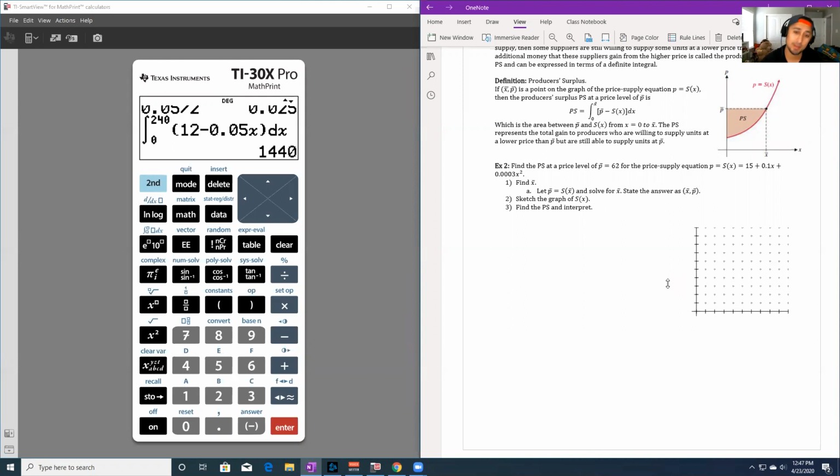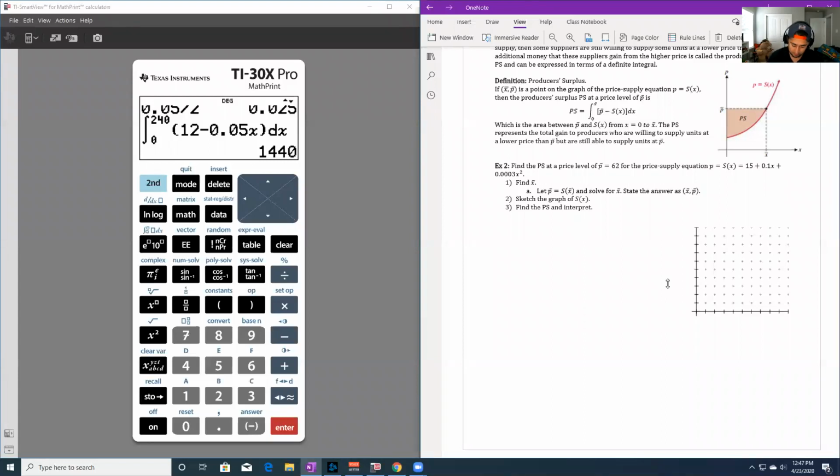Okay, so find the producer surplus at a price level of P bar equals 62 for the price supply equation, P equals S of X equals 15 plus 0.1x plus 0.0003x squared. Find X bar. Much better. Okay, cool. So just like we've been doing, let's find X bar.